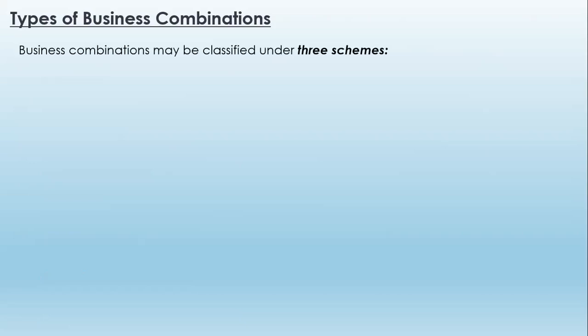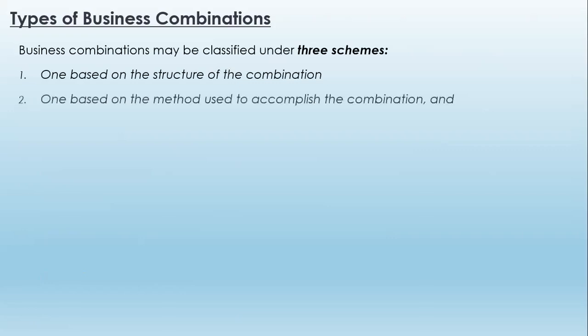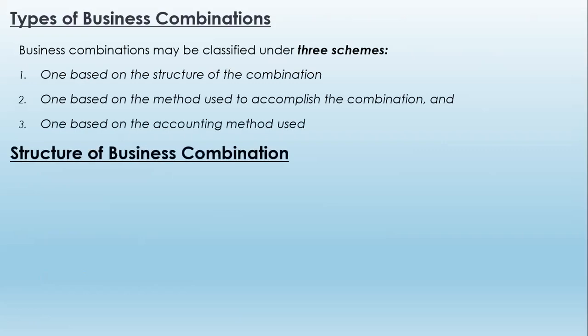Okay, so we have now your types of business combinations. Business combinations may be classified under three schemes. One based on the structure of the combination, one based on the method used to accomplish the combination, and one based on the accounting method used.